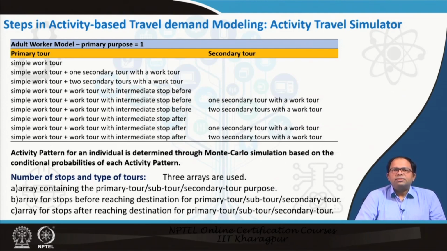This choice of stops, and which pattern or tour he will choose, is determined based on different utilities, of course based on observed data for different kinds of individuals. Each individual does different kinds of tours, and we need to store this data for further processing.